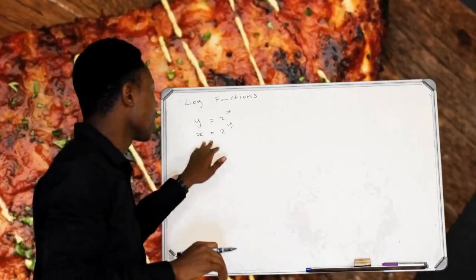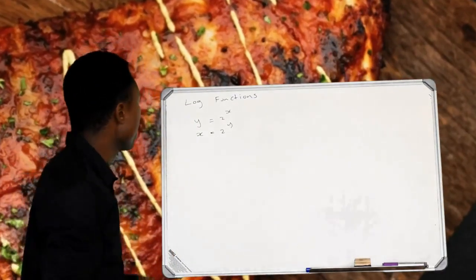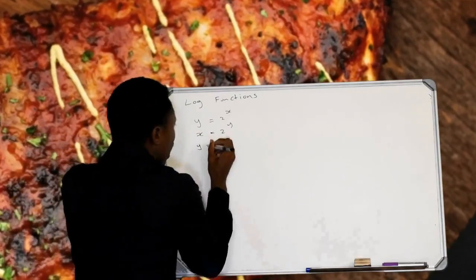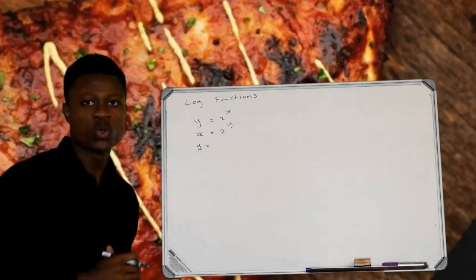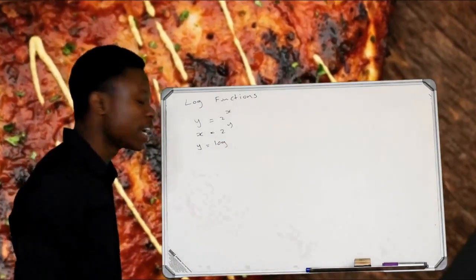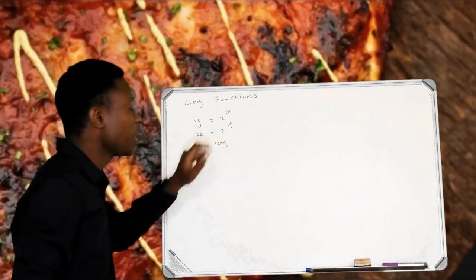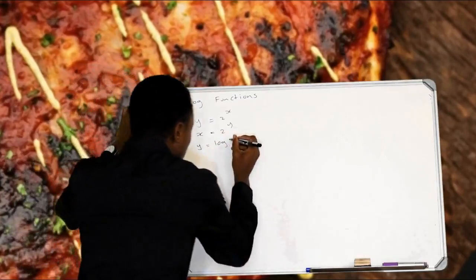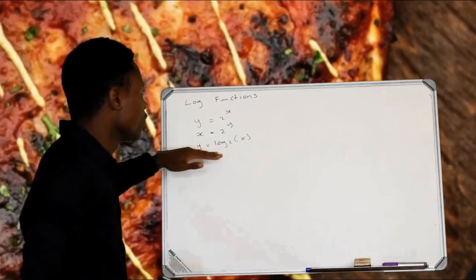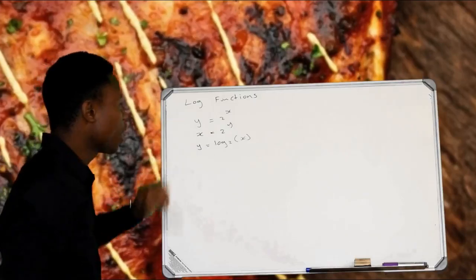Since I can't leave it like this, how do I take the y from the top to the bottom? How do I remove that exponent? I have to use logs. I know if I use a log, the y will be at the bottom. So y is equal to, and then I put my log here. What's the first thing at the bottom? There's a base. The base of this log is the base of the exponent, which is 2. And then in the bracket, I will have x. So my log function becomes y is equal to log base 2 of x, from my exponential function.